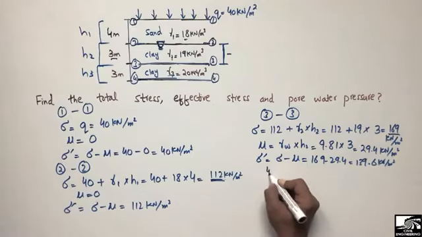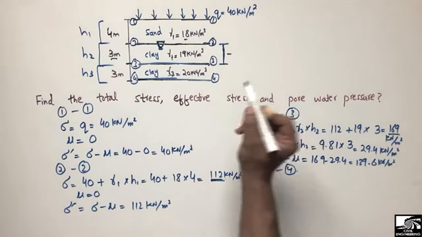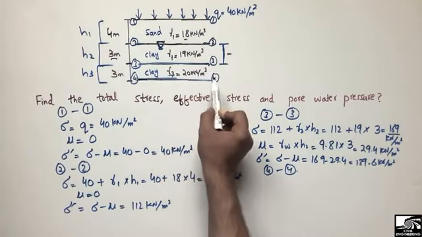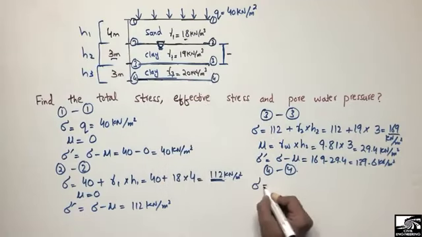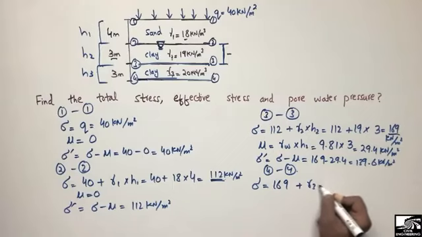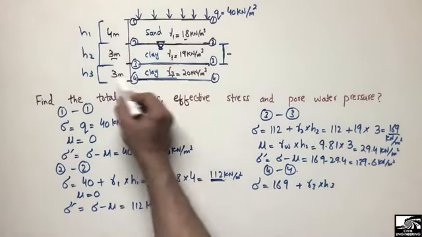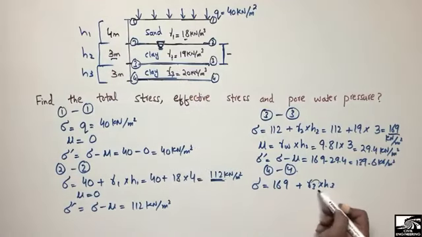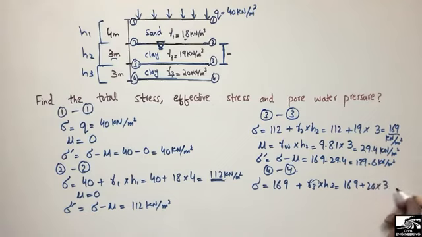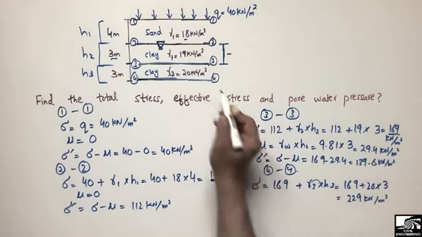Now to calculate the stresses at point 4. Similarly, we know that this stress is at point 3, so we have to add the stresses of this layer, and we will get the total stresses at point 4. So total stress will be equal to the stress at point 3, which was 169, plus gamma 3 with H3, because gamma 3 and H3 were unknown to us. So it comes out to be 169 plus gamma 3, which is 20, multiplied with H3, which is also 3, so it comes out to be 229 kilonewton per square meter. So this is the total stress acting at point 4.